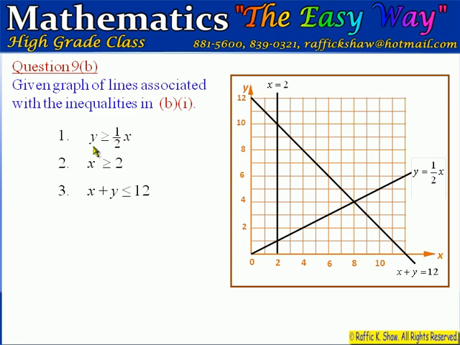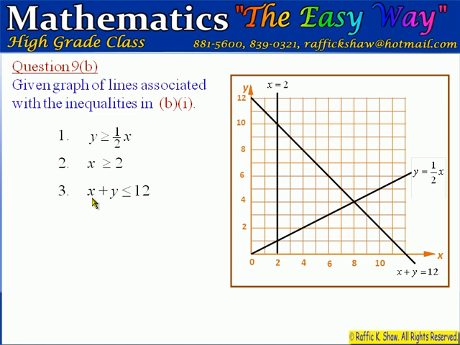Now, this first inequality is saying y is greater than or equal to half x. The equal means that the line is a part of the inequality, and the greater than sign means that we want the region above the line. And so we want the line and we want the region above the line. This second inequality, where we have x greater than or equal to 2, the equal means that we want the line to be a part of the inequality, and the greater than means that we want values of x that are greater than 2. So it means that we want to the right of this vertical line x equals 2.